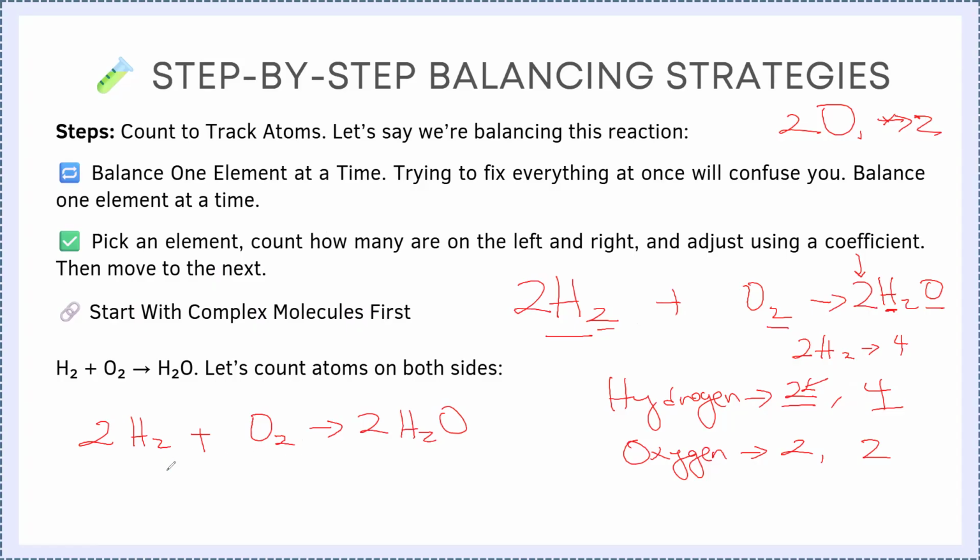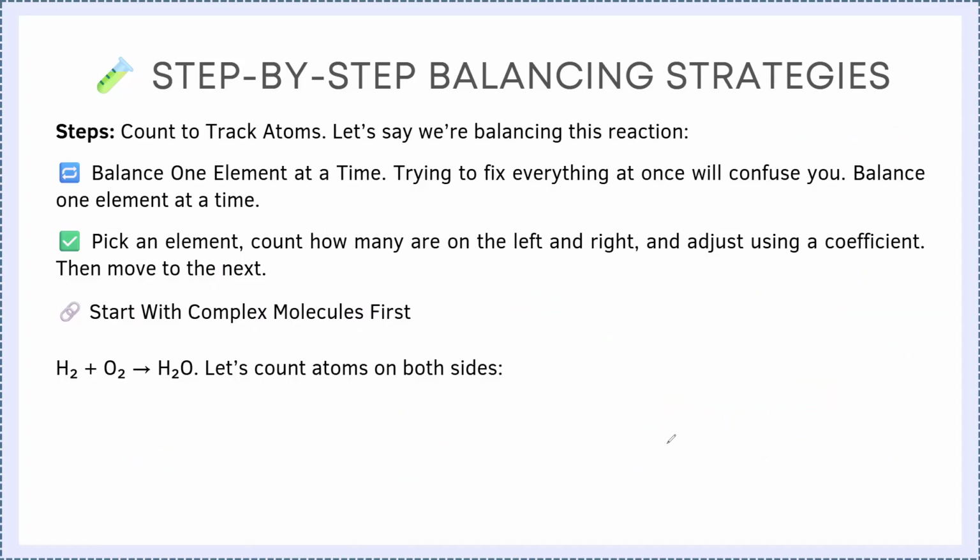So now let's go ahead and check if all the elements are balanced. Hydrogen on the left, coefficient of 2 and subscript of 2, which means 4 atoms. On the right, you can see a coefficient of 2 and a subscript of 2, which gives us 4 atoms of hydrogen as well. Hydrogen is balanced. How about oxygen? On the left, we have 2 atoms of oxygen, and on the right, you can see this coefficient of 2, which tells us that oxygen has 2 atoms. So both hydrogen and oxygen are fully balanced. An equation is fully balanced when all the elements have the same number of atoms on the left and on the right.